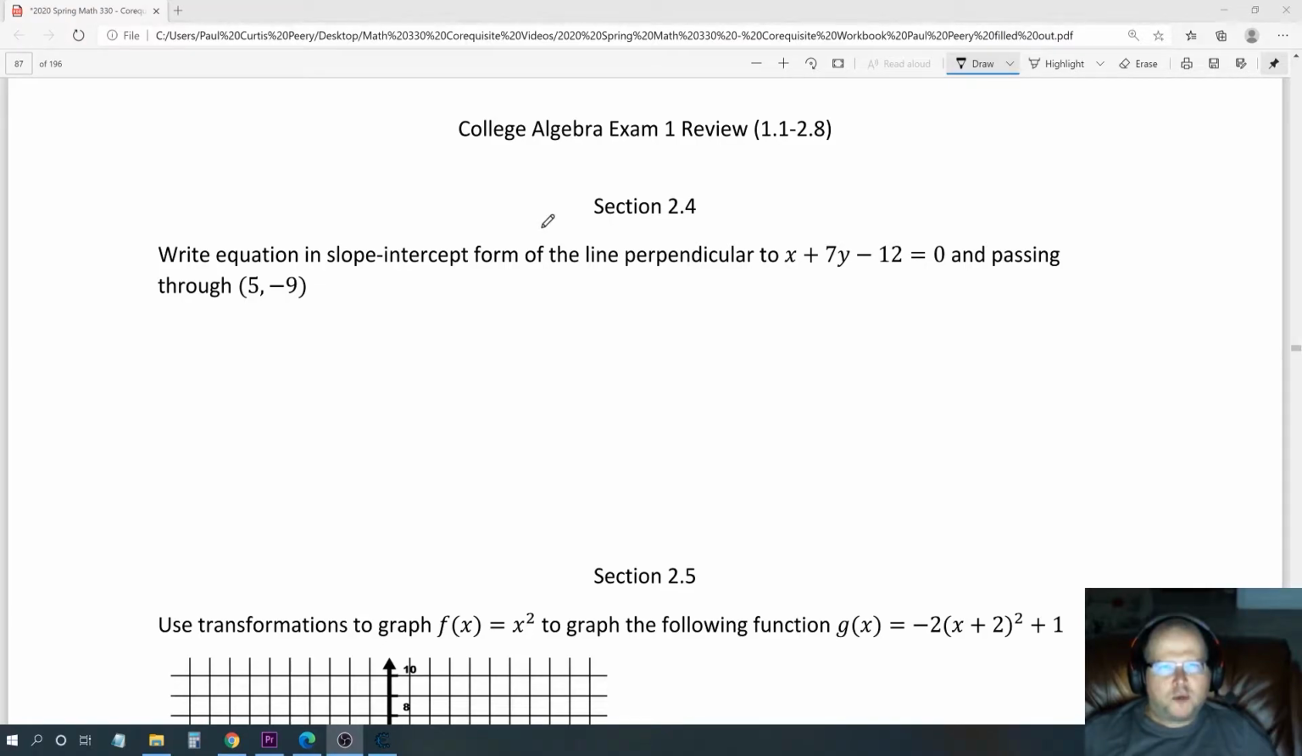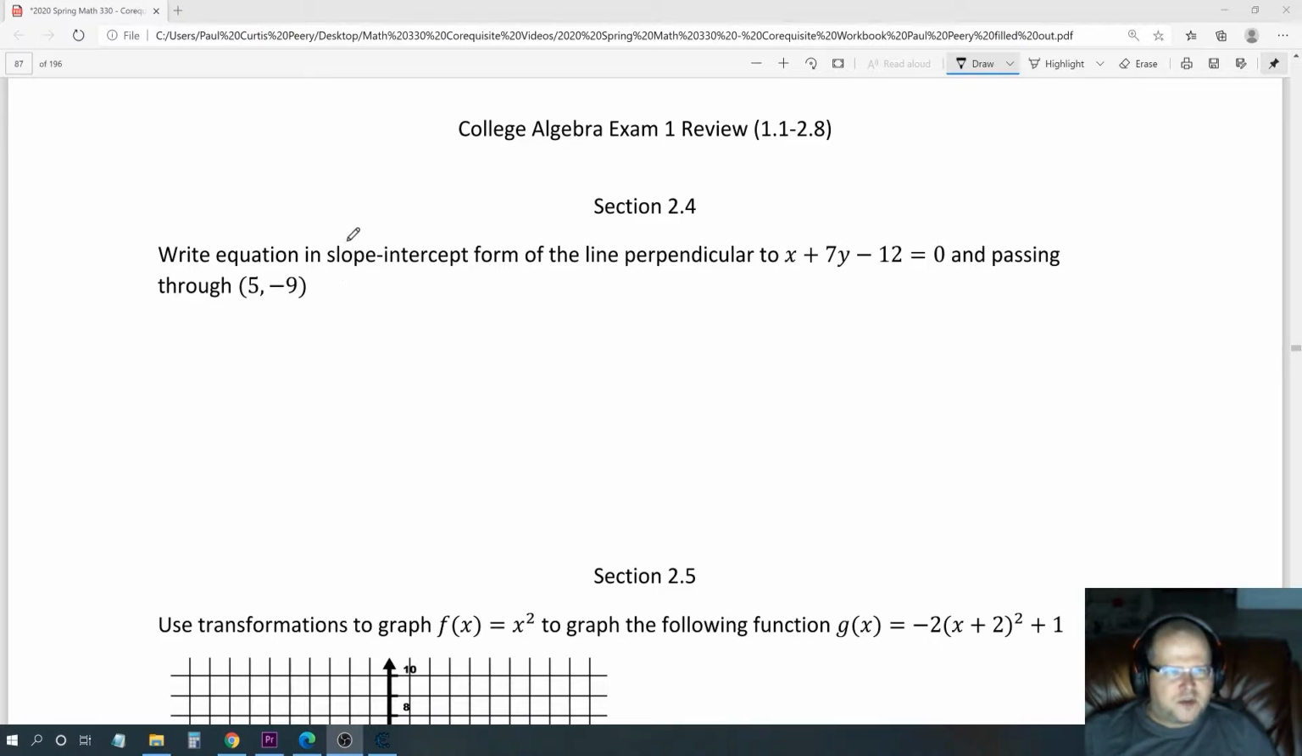College Algebra Exam 1 Review over 1.1 through 2.8, Section 2.4. Write the equation in slope-intercept form of the line perpendicular to x plus 7y minus 12 equals 0 and passing through (5, -9).